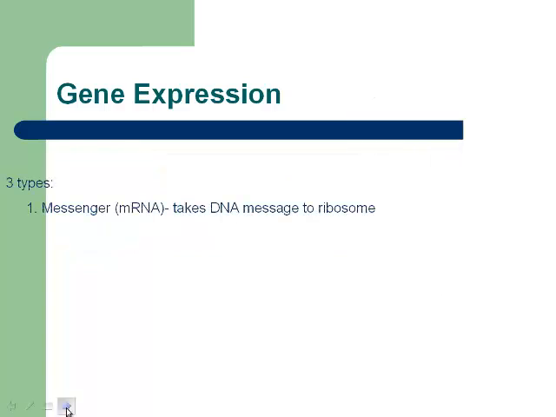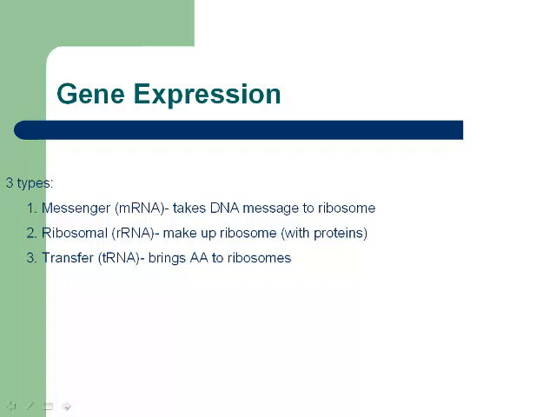Like I was saying, there's three types. We have messenger RNA. This is the one that we're going to refer to the most. This next one, transfer RNA, we're going to talk about next time. And then this ribosomal RNA, all you have to think about is that it makes up the ribosome. And this is where proteins are made.